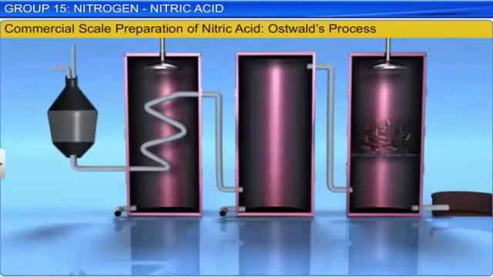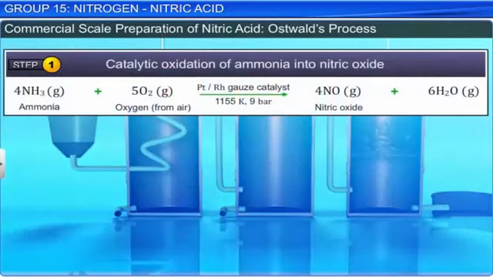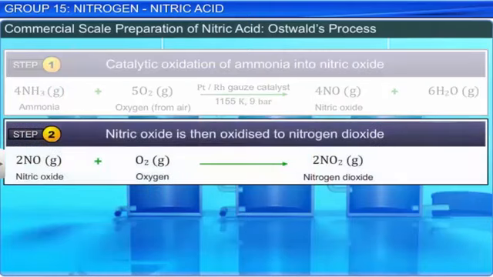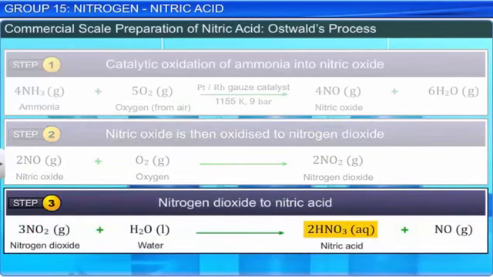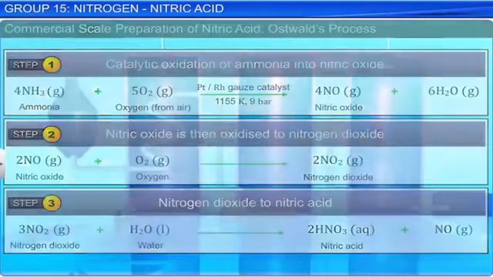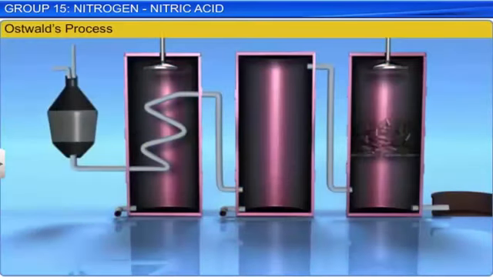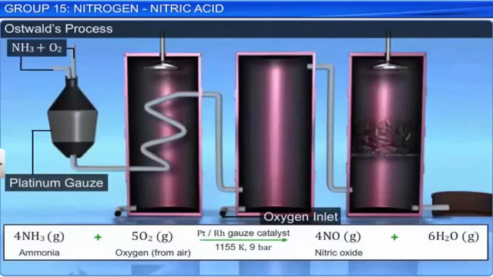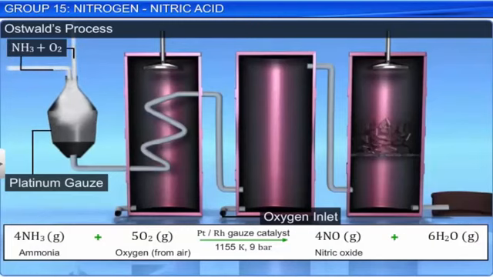On a commercial scale, it is prepared by Ostwald's process. The first step in this process is the catalytic oxidation of ammonia into nitric oxide. The nitric oxide is then oxidized to nitrogen dioxide, from which nitric acid is formed. Let us take a quick look at the process. First, a mixture of dry ammonia and air is passed through a catalytic chamber that is fed with preheated platinum gauze.